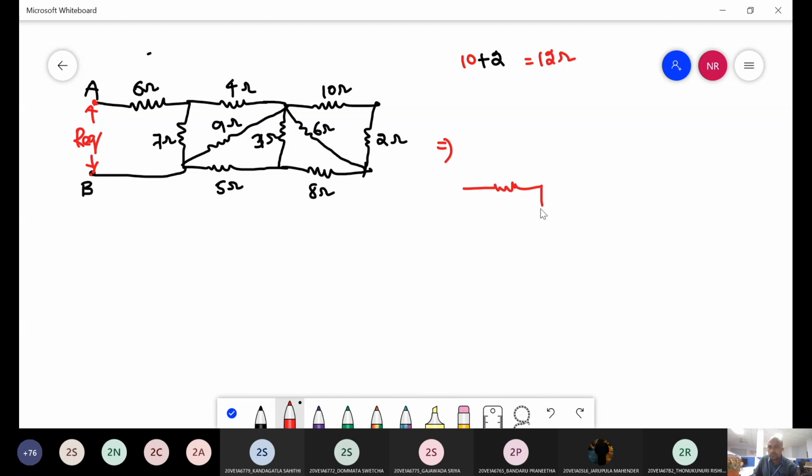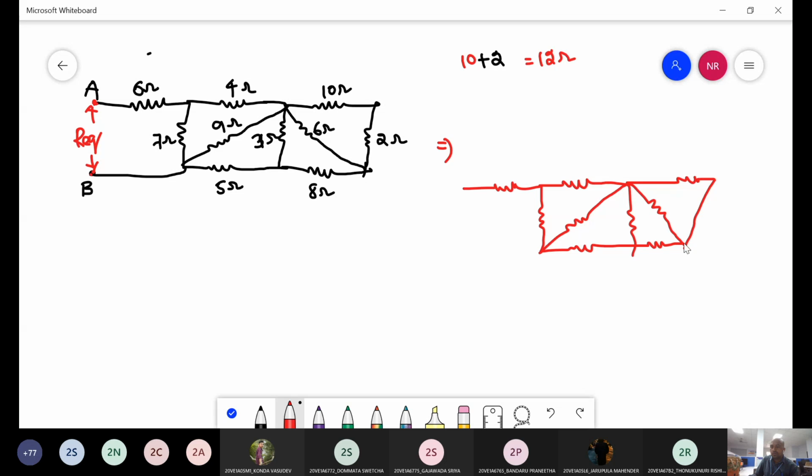So here it is 12 ohms. Then here it is 6 ohms, 4 ohms, 7 ohms, 9 ohms, 3, then 5, 8 and 6.